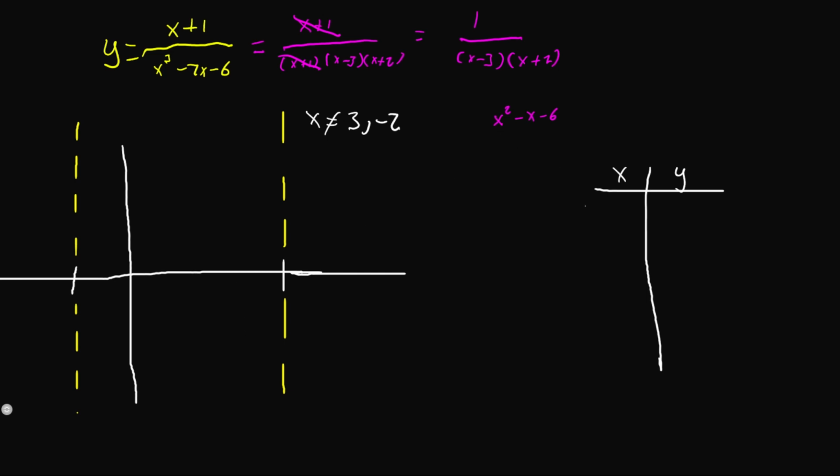So we're going to plug in, let's see, -3 and -4, -2, -1, 0, +1 and +2, and +4 and +5. So we're going to be testing a variety of points. So let's go ahead and write them down.